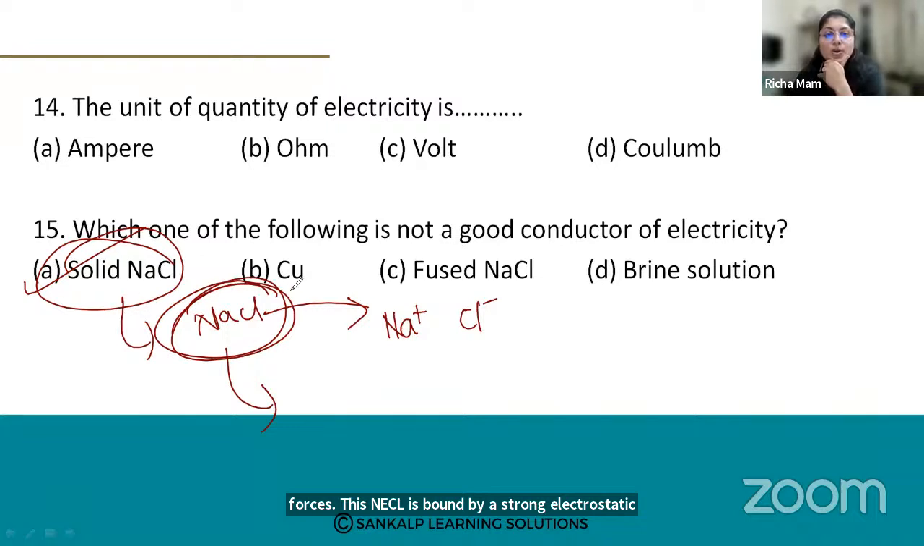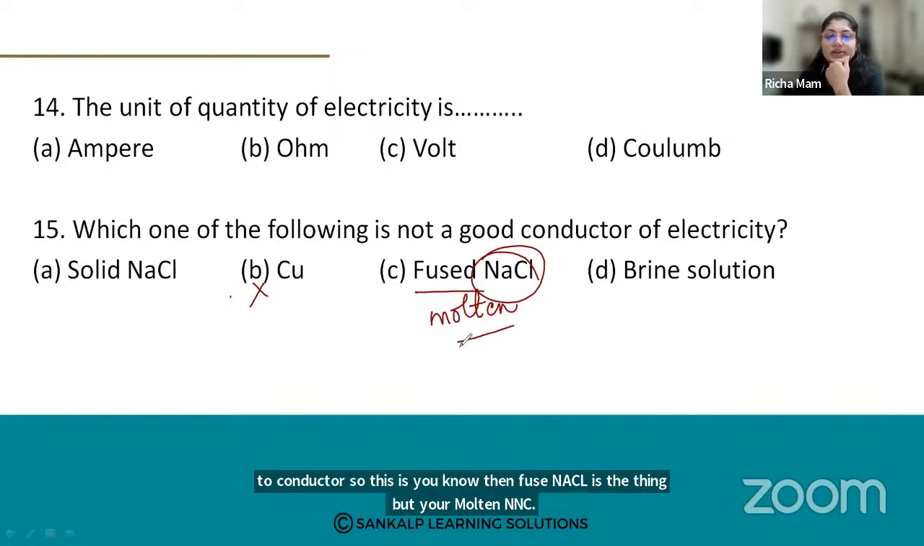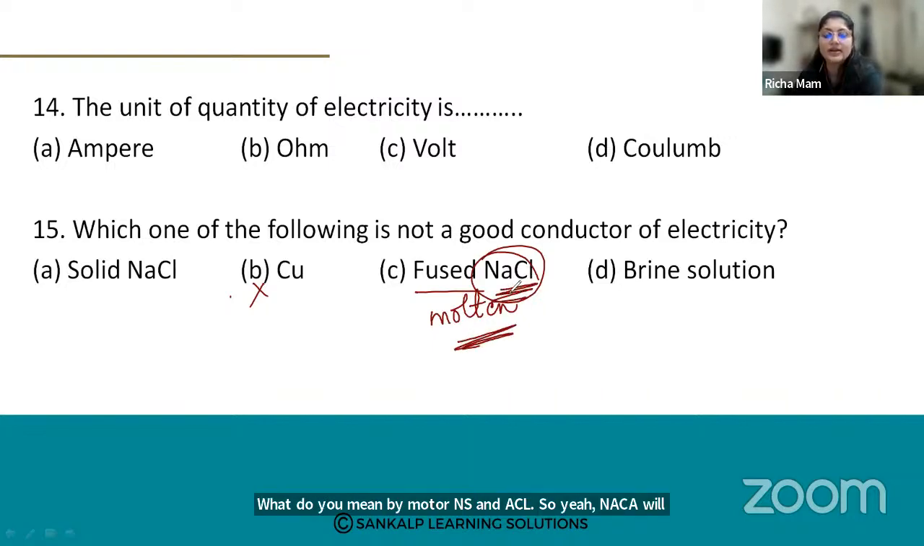Copper metal can conduct electricity, so it is a good conductor. You know that copper is used in wires to supply electric current, because copper is a good conductor of electricity. It is better than iron, and it ensures the flow of electric current easily. So this option is wrong. Then fused NaCl is nothing but molten NaCl. NaCl in the molten state can also conduct, right?